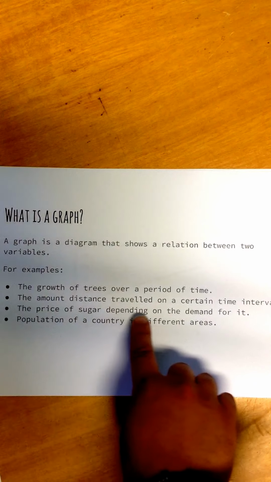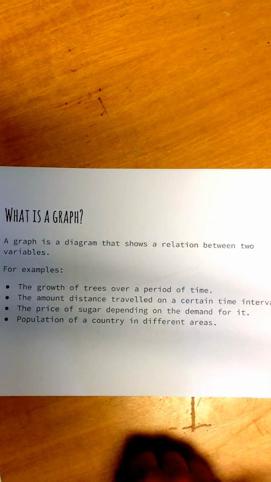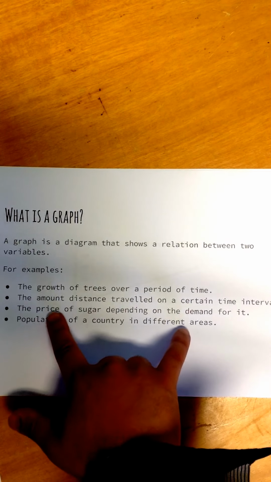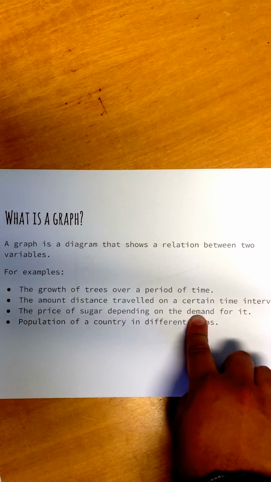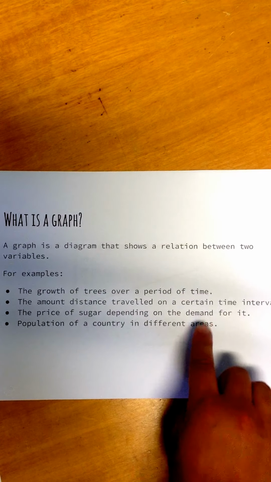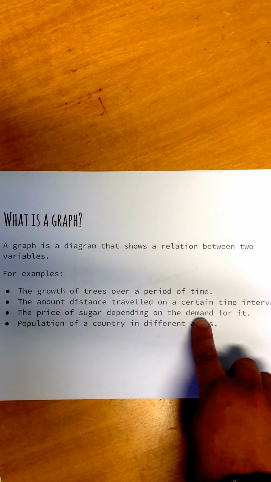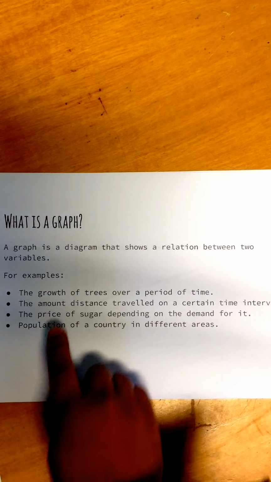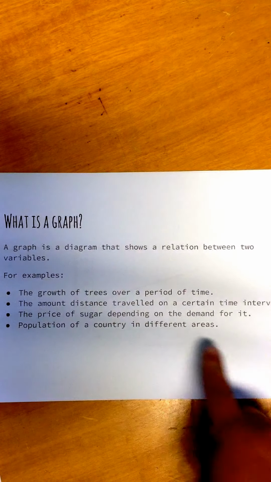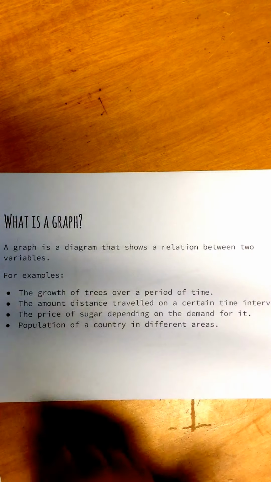The price of sugar depending on the demand for it. So a rule of thumb, we're comparing here the price of sugar with the demand, that is how much people want sugar. A rule of thumb is that the higher the demand, the higher the price. The same thing happens backward. The less demand, the less the price.